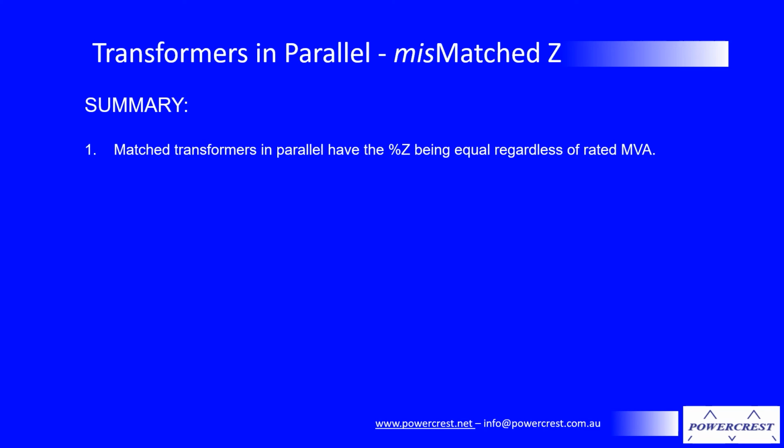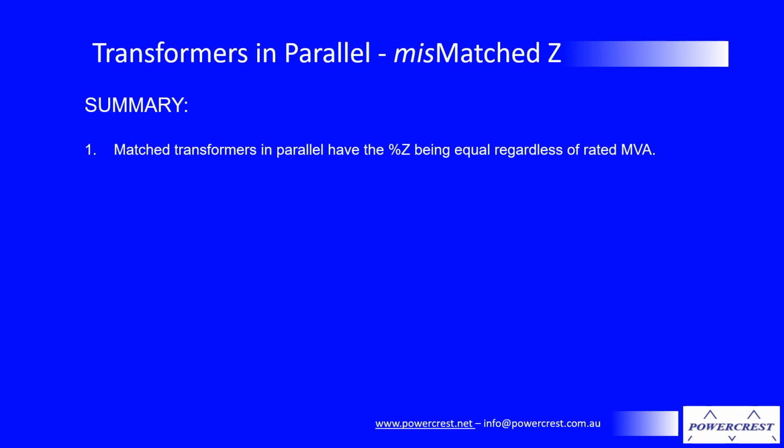If the 20 MVA is a 10% transformer, then the 5 and the 10 MVA need to be 10% transformers as well. In other words, the percentage impedance must be 10% for each transformer in that parallel group. This will ensure, of course, that each one contributes a fair share towards carrying the load current. Or you could say the load is proportionally distributed amongst those three transformers.